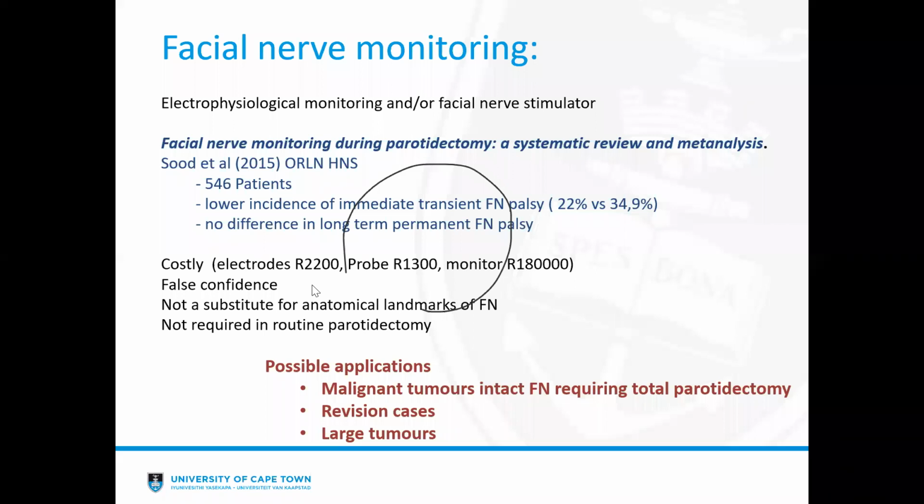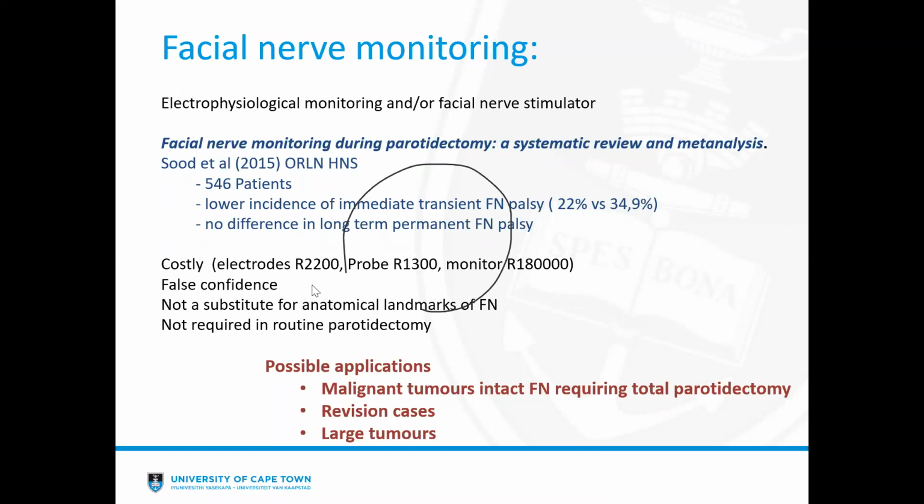Facial nerve monitoring is obviously expensive and not readily available. I asked a local company to give me a quotation for nerve monitoring in the government sector. The quotation came in at approximately 2,200 Rand for a single-use electrode, 1,300 Rand for a single-use probe, and 180,000 Rand for the monitor.